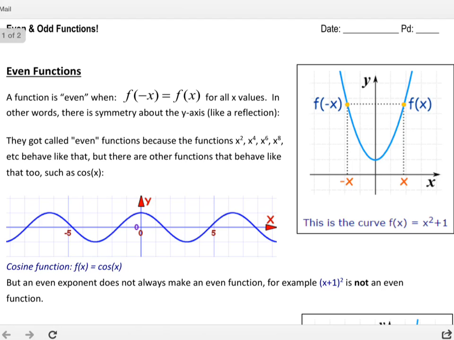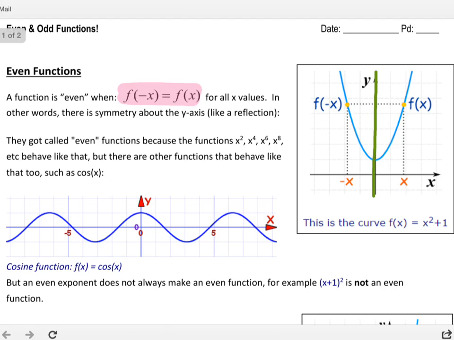We call a function even when this statement is true: f of negative x is equal to f of x. And this is going to be true for all values of x. Really what that means is that the graph is going to be symmetric with the y-axis. If you look at the picture of the graph here on the left, or this would be the right, this parabola is symmetric with the y-axis, so it cuts it perfectly in half and there are mirror images on both sides.